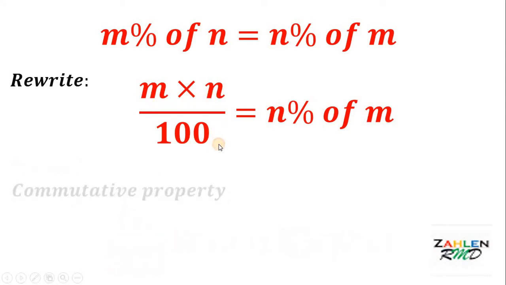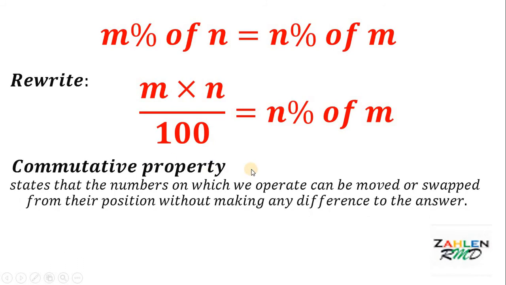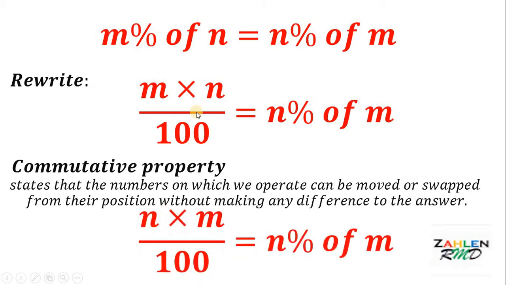Next, let's talk about the commutative property. The commutative property states that the numbers on which we operate can be moved or swapped from their position without making any difference to the answer. The commutative property holds true for addition and multiplication, but not in division and subtraction. So, we can apply the commutative property on our expression on the left-hand side. Therefore, we can rewrite m times n over 100 as n times m all over 100, because it doesn't matter which one goes first. m times n is the same thing as n times m.